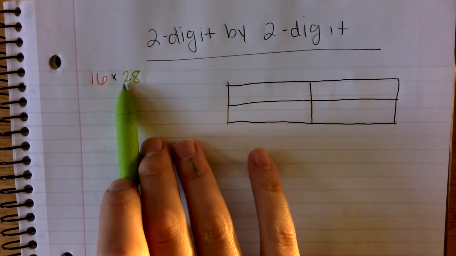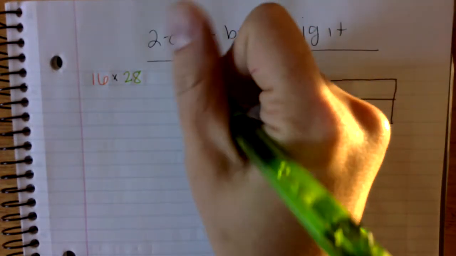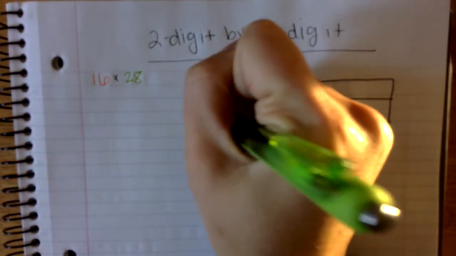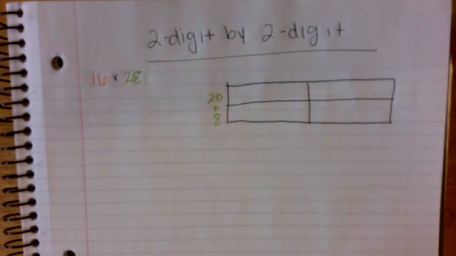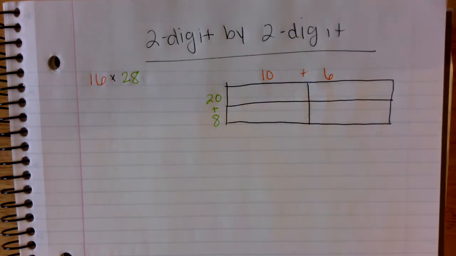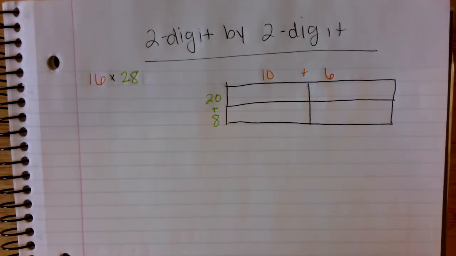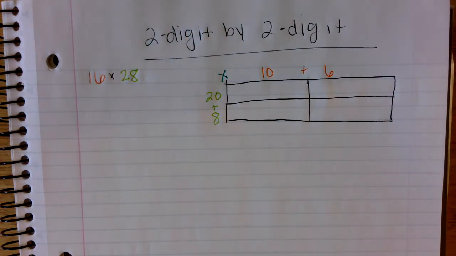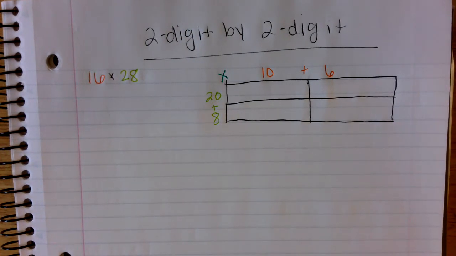So the expanded form of 28 is 20 plus 8. The expanded form of 16 is 10 plus 6. So then we're taking that and we're going to multiply them together. And then we're going to add, just like we did with the other model.